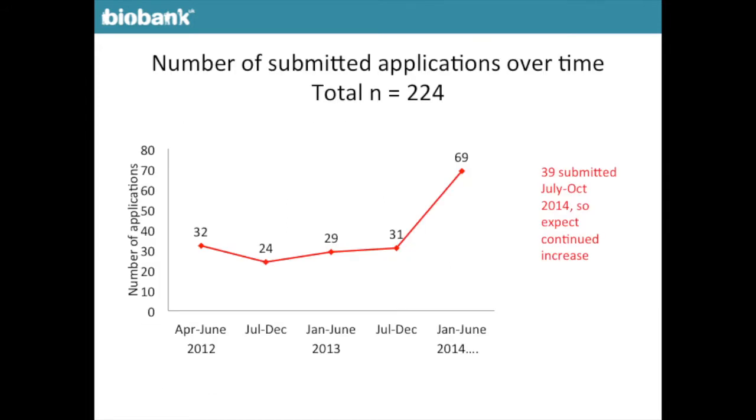So this is, in a way, the key graph, because it shows that the number of applications we've had since we've opened on a quarterly basis is relatively constant. But all of a sudden, the number's actually starting to go up quite dramatically.